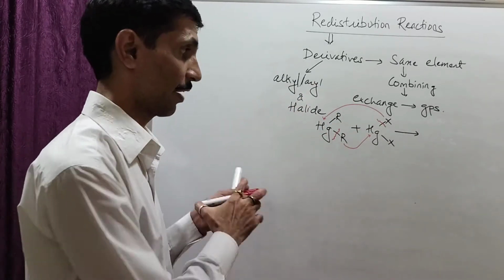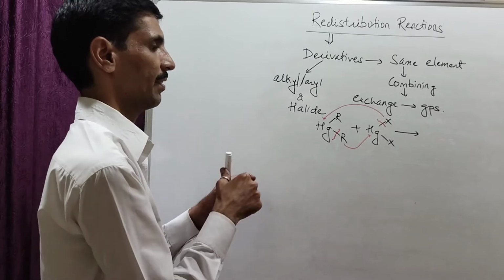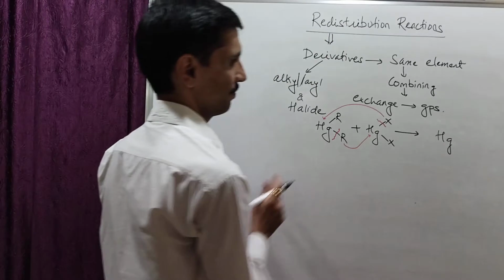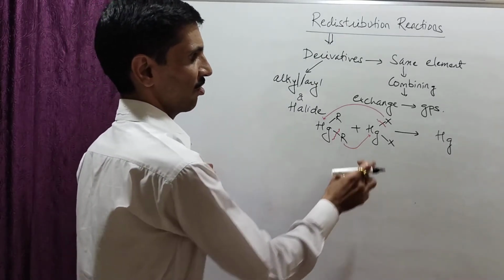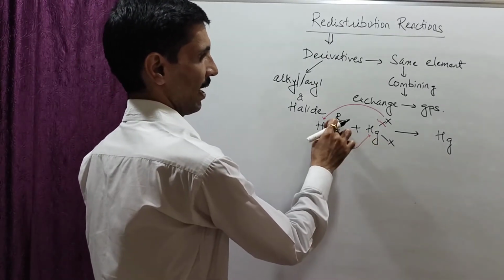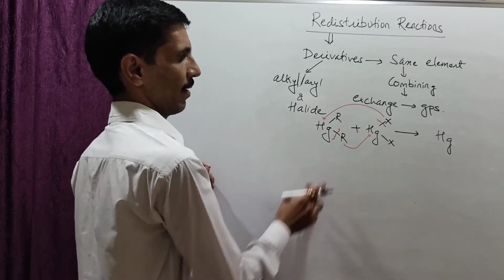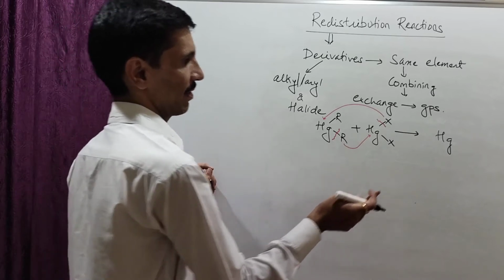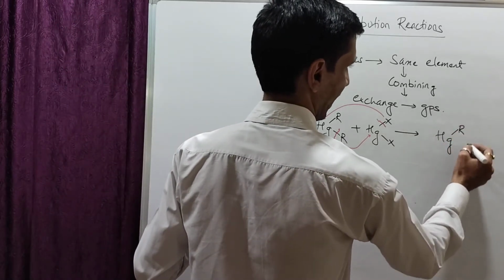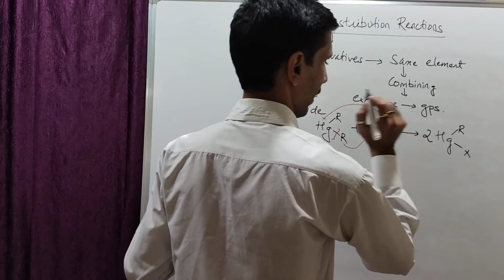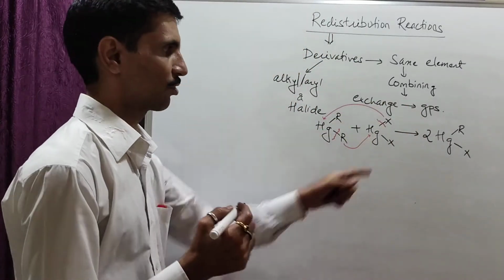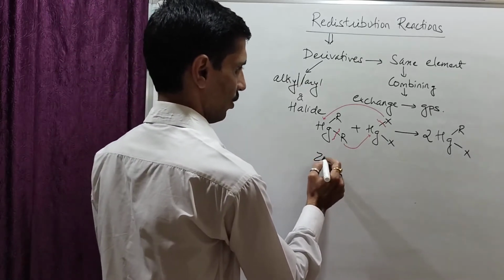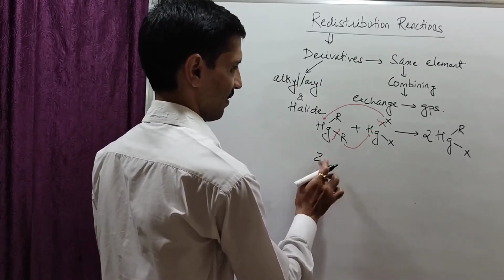So what do you get now? I hope you understood now. The product formed will be, yes, it's going to be Hg. Okay. Next is, one X is as it is, one R is as it is. The only thing happening now is that this R goes over here, this X comes over here, and as a result we get HgRX. Two molecules. Okay, two molecules of what? HgRX.